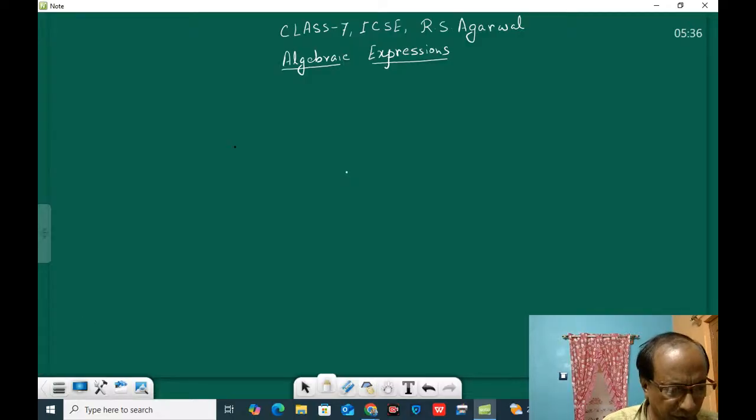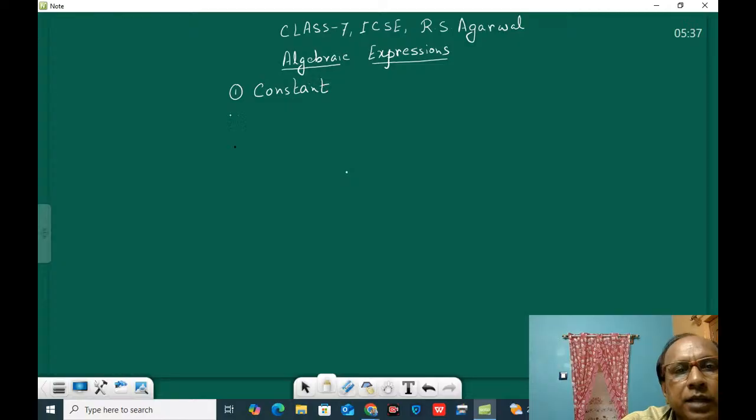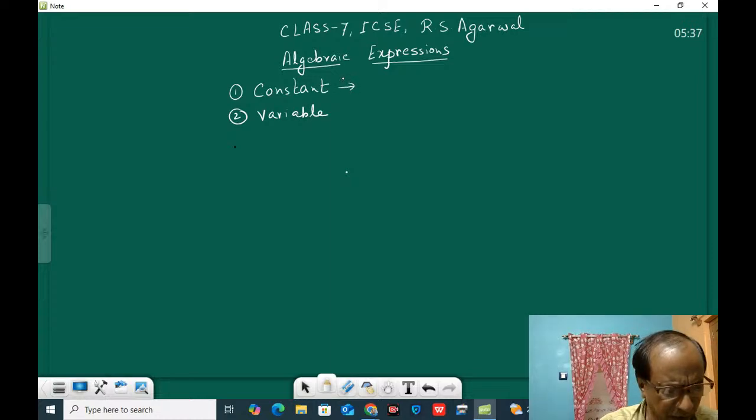First of all, we will learn about the fundamental concepts of algebra. First, we will know two or three things. Number one is constant. What is the meaning of constant? There are two things: one is constant, and the other is variable. A symbol having a fixed numerical value is called a constant. Suppose the number is 2 or 5 or 7, these are constants.